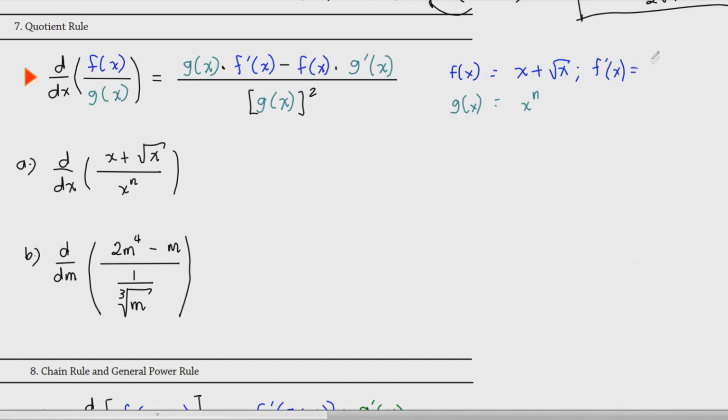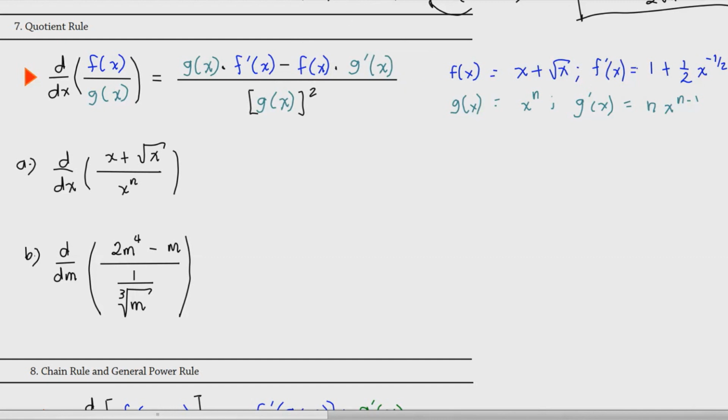that is equal to 1 plus, since this is actually x raised to 1/2, then this becomes 1/2 x raised to 1/2 minus 1, which becomes negative 1/2. And we can also rewrite this in terms of 1 plus 1 over 2 square root of x, but for now let's just leave it like that. And then we need to take the derivative of g of x, that is g prime of x, which is equal to n times x raised to n minus 1. So this is basically the power rule that we use.